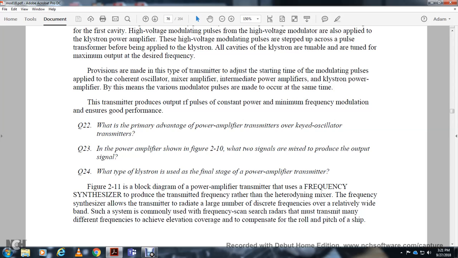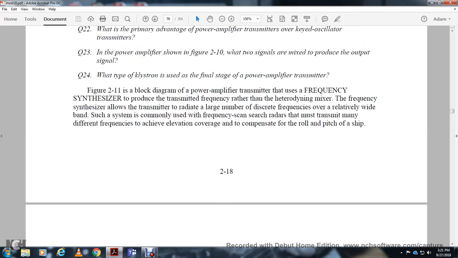Figure 211 shows the block diagram of a power amplifier transmitter with a frequency synthesizer to produce the transmitted frequency rather than a heterodyne. The frequency synthesizer allows the transmitter to radiate a large number of discrete frequencies over a relatively wide band. Such systems are commonly frequency scan radars, which must transmit many different frequencies for each elevation coverage, to compensate for the roll and pitch of the ship.